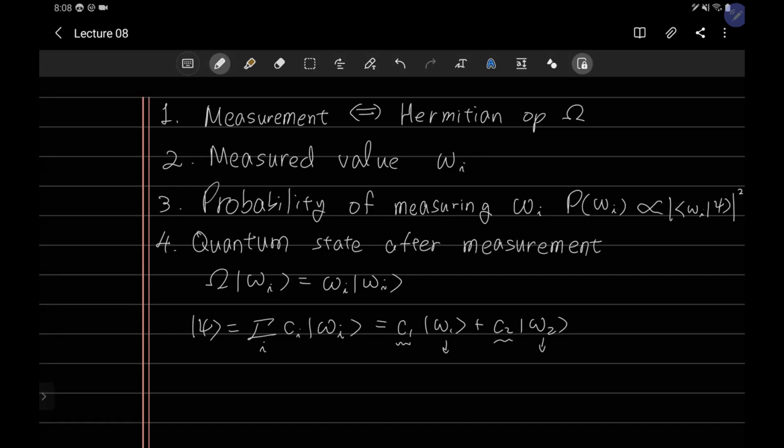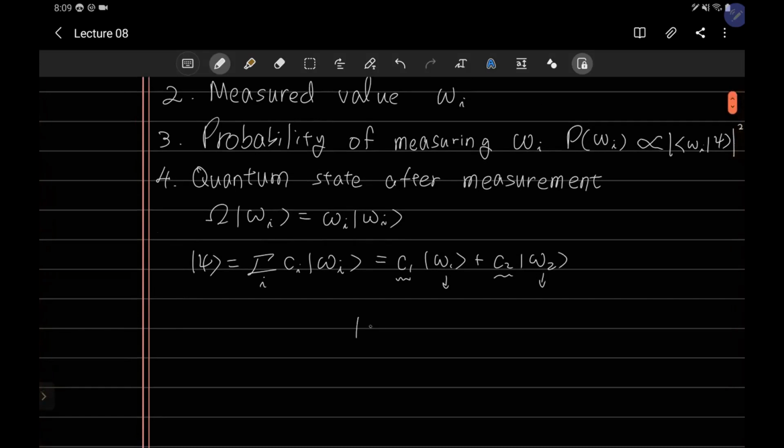And the next question is how they are related. Well, C1 and C2 can even be complex numbers. So one option we can think about is the magnitude of this one. And what the third postulate says is that the probability to measure omega-1 is not proportional to the magnitude of this coefficient, but it is proportional to the magnitude of this one squared. So this is what the third postulate says.